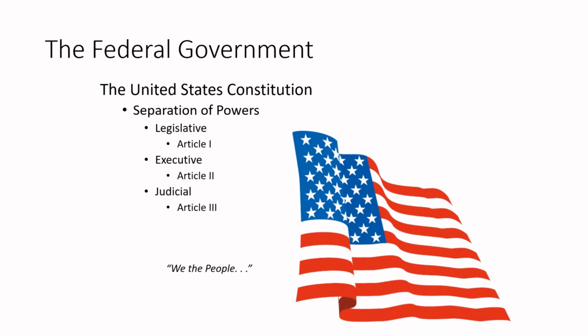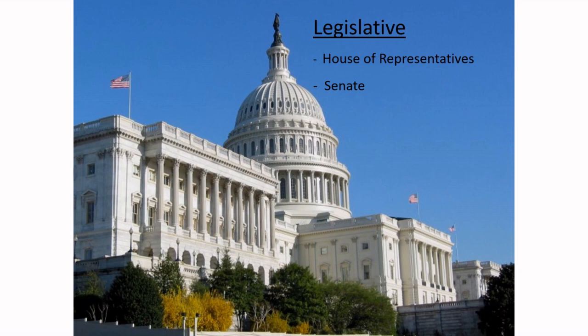First, the legislative branch, which is addressed in Article 1 of the Constitution. Second, the executive branch, which is addressed in Article 2 of the Constitution. And lastly, the judicial branch, which is addressed in Article 3 of the Constitution. Each of the branches of government have separate powers, and they are intended to be a check and balance on one another. We'll start by talking a little bit about the legislative branch.